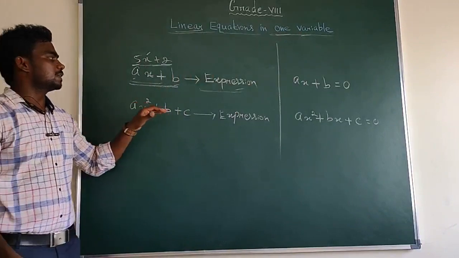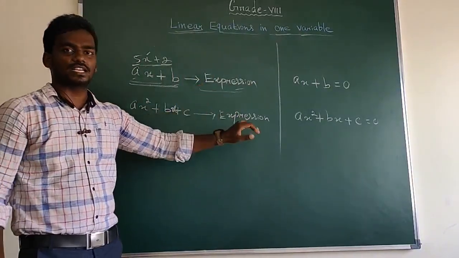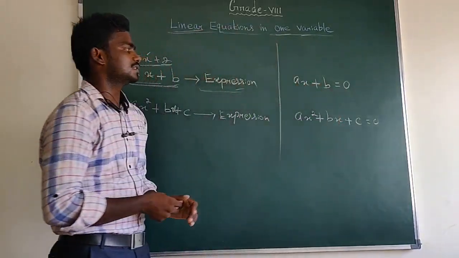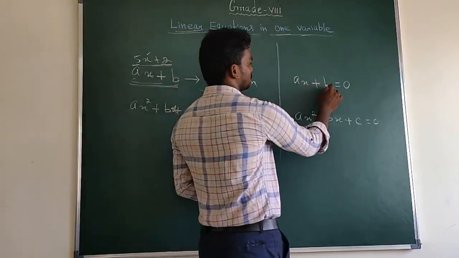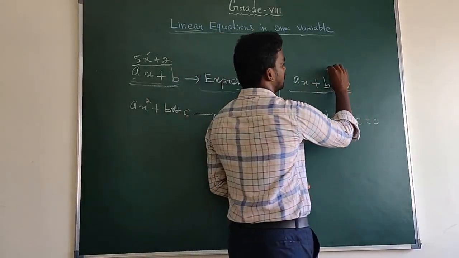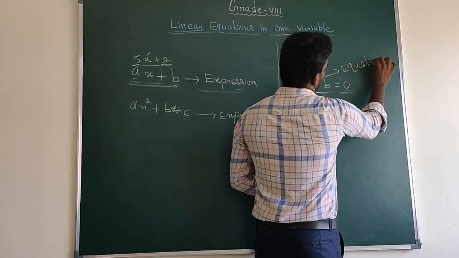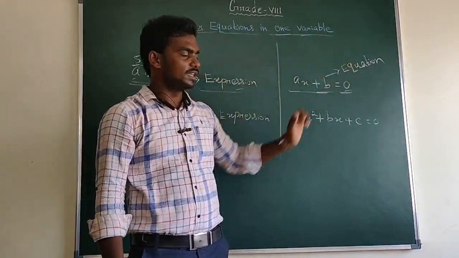Next, ax square plus bx plus c. This is also an expression. But ax plus b equal to 0 and ax square plus bx plus c equal to 0, what is the difference between these two? ax plus b is equal to 0. An expression equated to a constant value is called an equation.